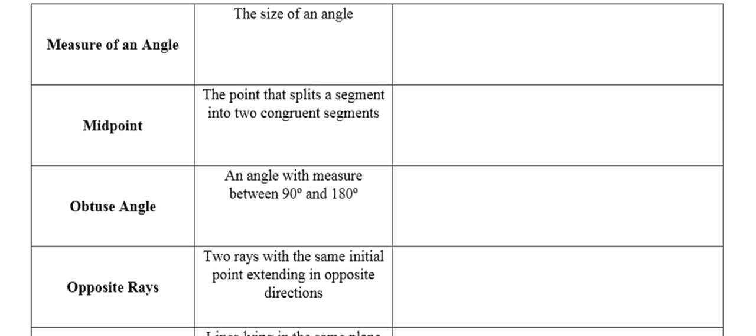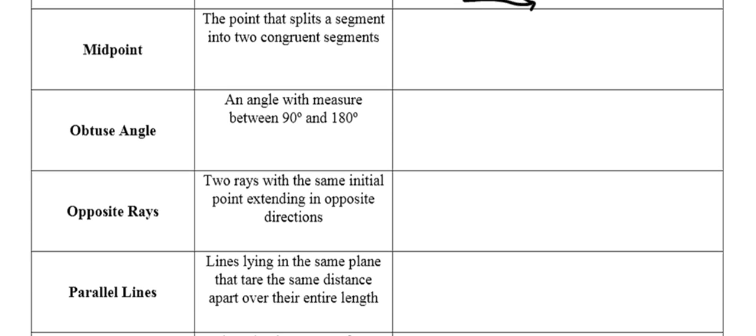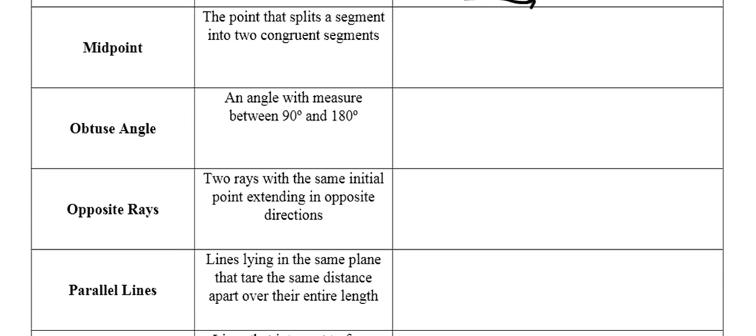All right, up at the top of the next page, measure of an angle is just the size of the angle. How many degrees are in it? So the measure of that angle would be 70 degrees. Midpoint is exactly what it sounds like. And again, these should all be reviewed, so I am going through this rather quickly.